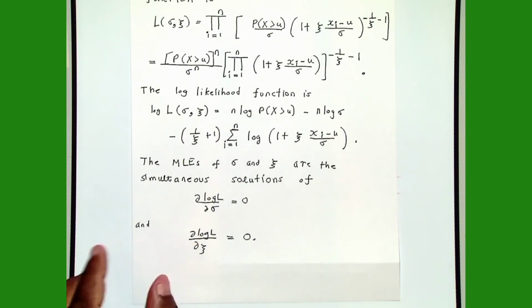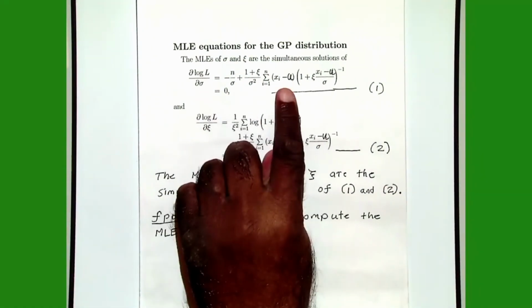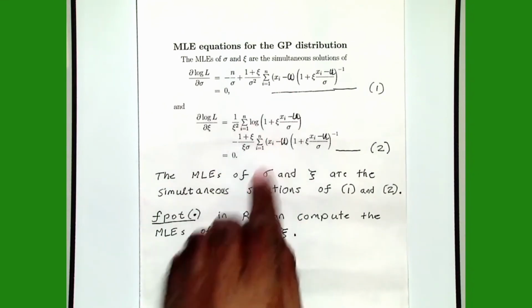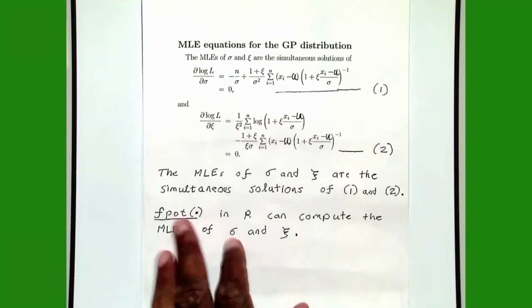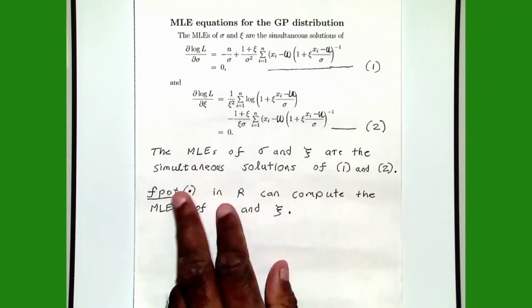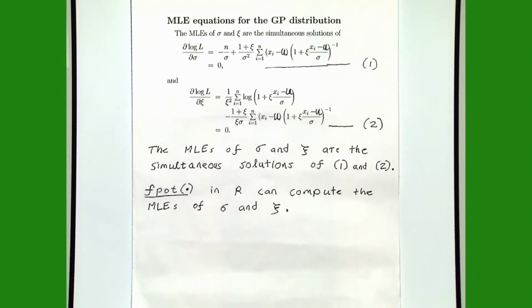Now I have worked out the two partial derivatives. They turn out to be this and this. So this is the partial derivative with respect to sigma. This is the partial derivative with respect to psi. And if you equate them to zero, let's call it equation one and equation two. Then the MLEs are the solutions of equations one and two. It is not possible to solve them analytically, so they have to be solved numerically. But fortunately, there is a command in R software called fpot, which can be used to solve the two equations numerically to obtain the MLEs for sigma and psi.